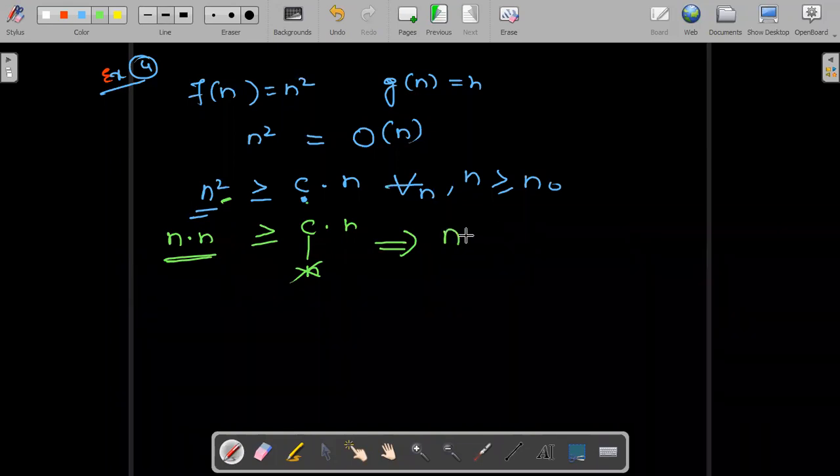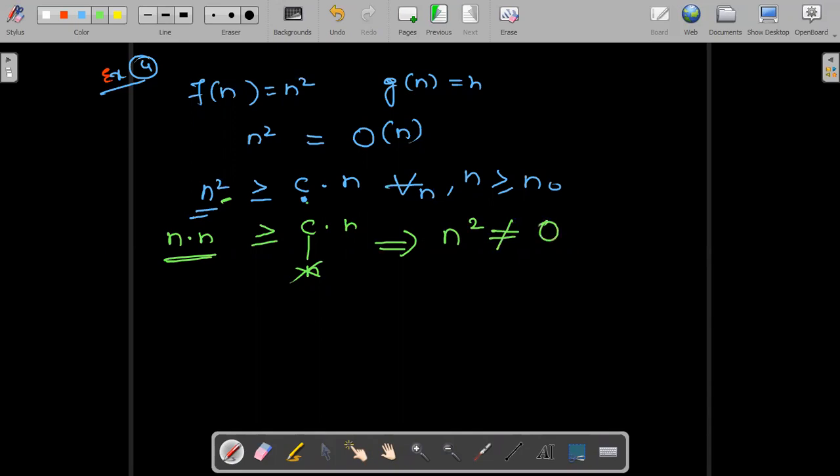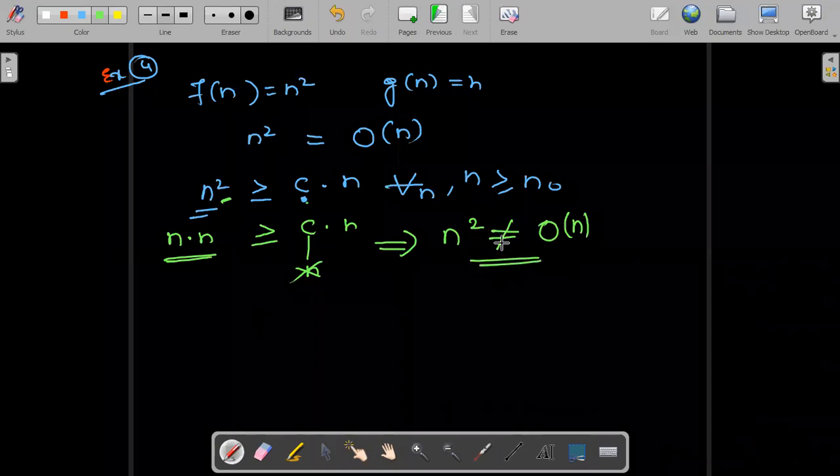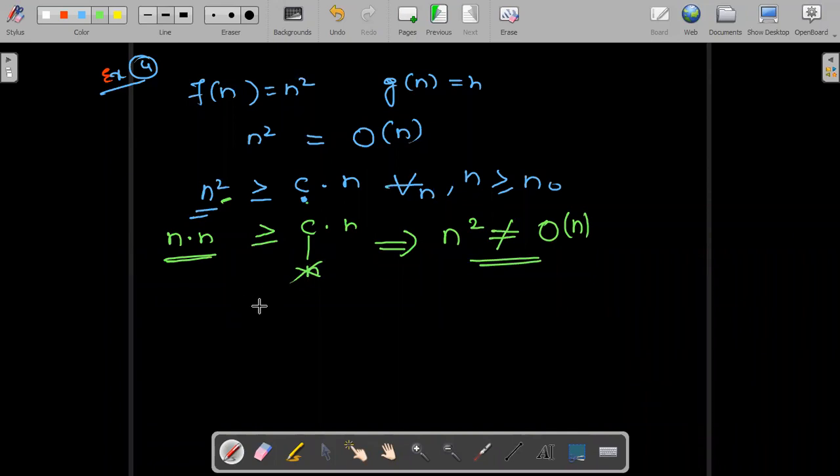That's why we cannot prove that n square is big O of n. That's what I told you in the first program and the last program, and that is what we proved there. We cannot prove that n square is big O of n. Again, one more, how to prove this one, sir? But see here.